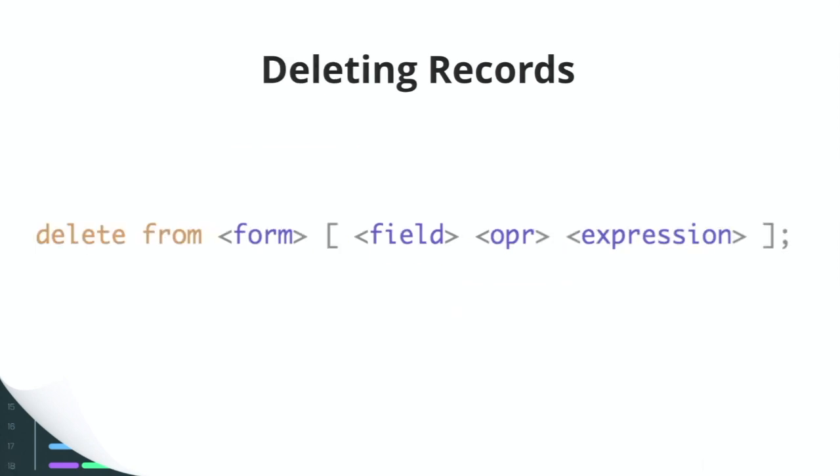Last thing you can do, you can delete records. So basically, you understand how this works. You just write some criteria which will match a certain number of records, and then you say which form they're in, and then you just write delete from before all that, and it'll delete those records for you.